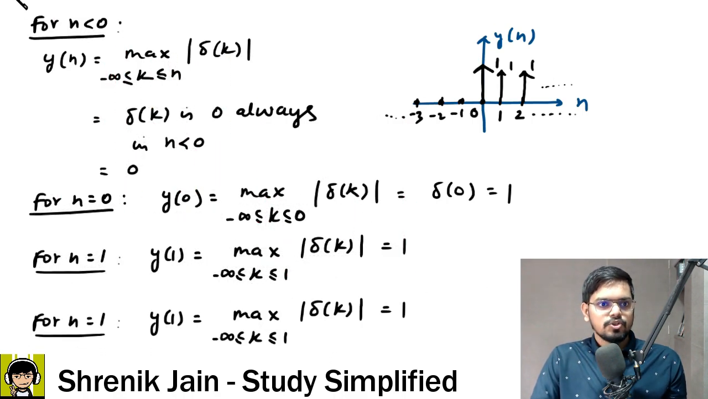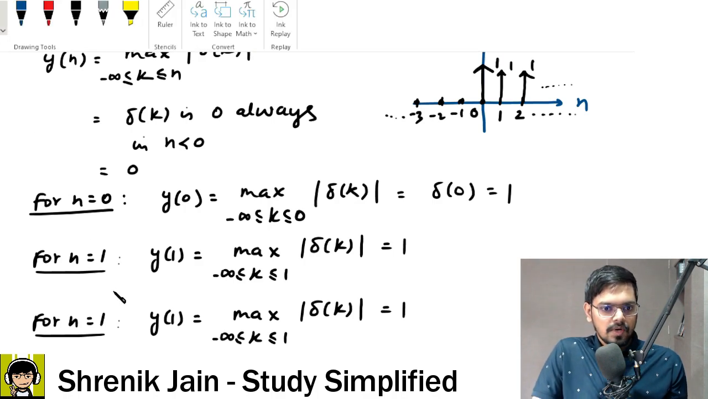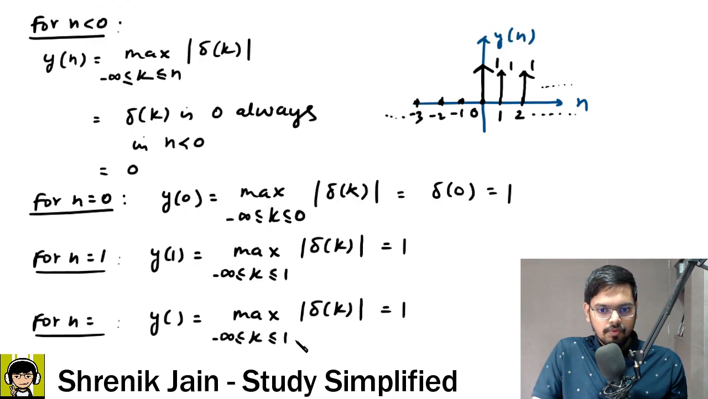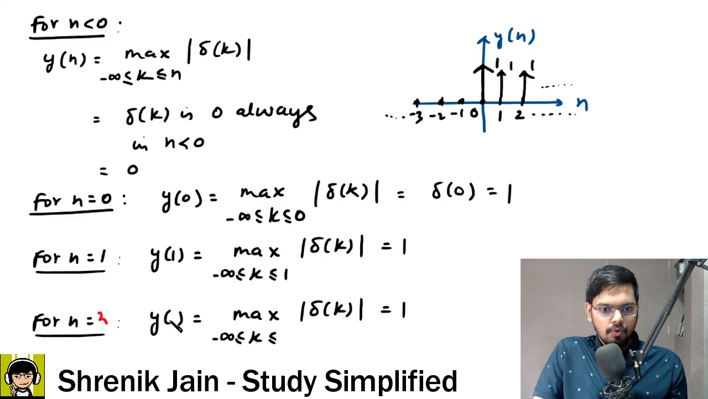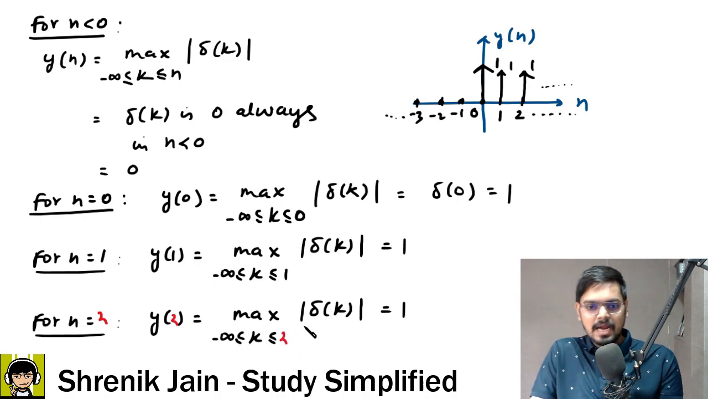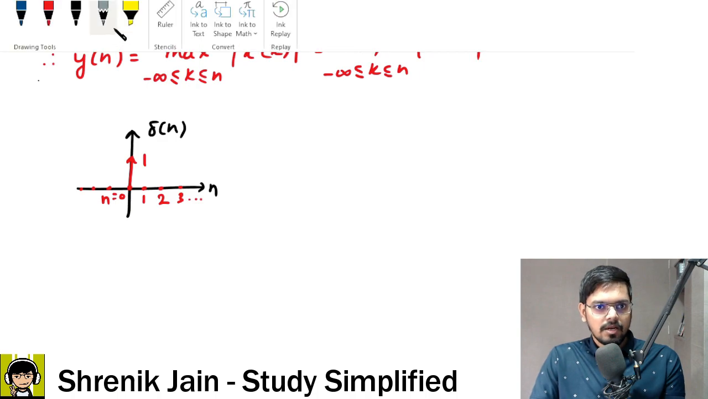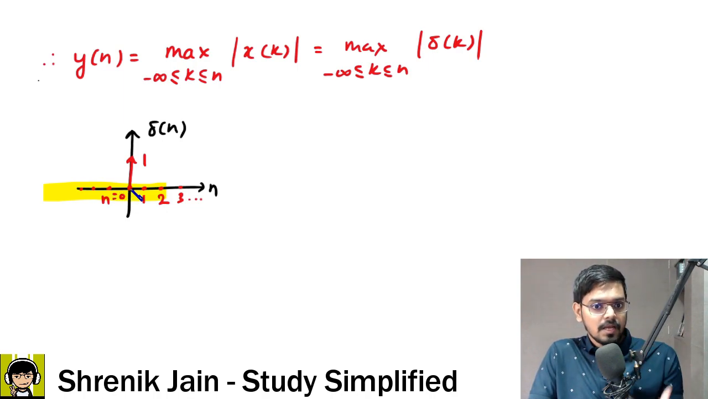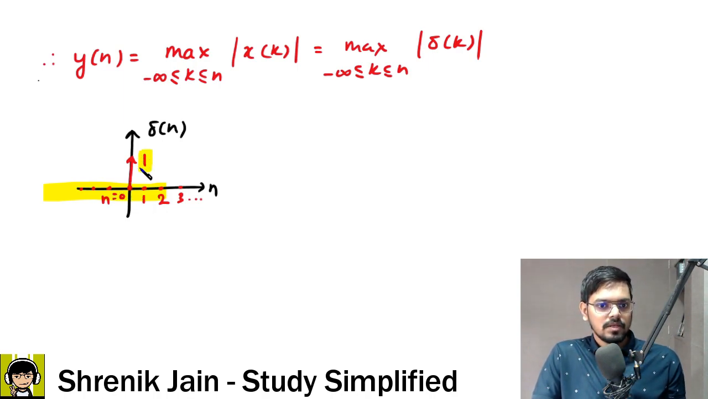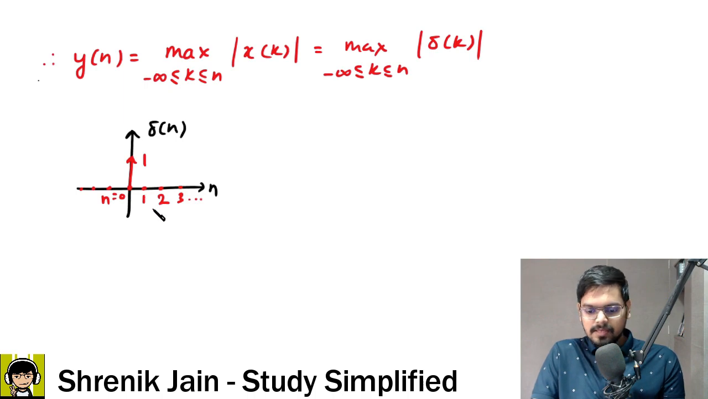Okay, check it out. When n is equal to 2, y of 2, what will happen to the range? Sir, when n is equal to 2, y of 2 would be maximum over k greater than equal to minus infinity, less than equal to 2. Again in that range, n is 2 up till minus infinity. In all these samples, what is the maximum value of delta? Sir, the maximum value is 1. At n is equal to 0, we have 1. So, the maximum value is 1.